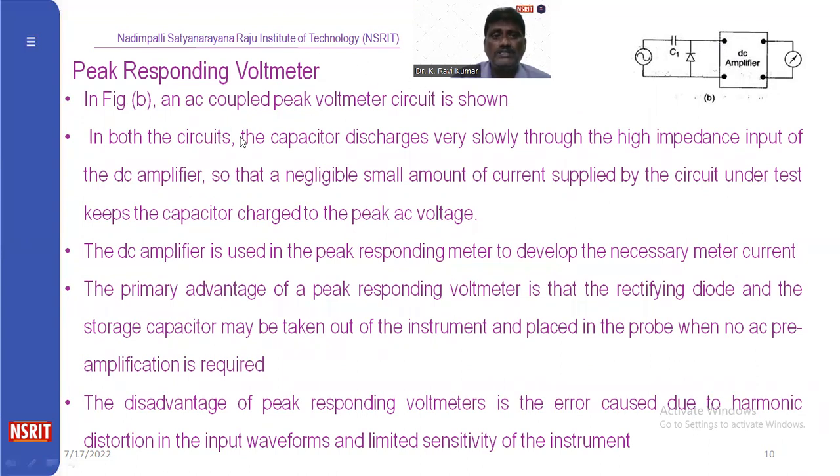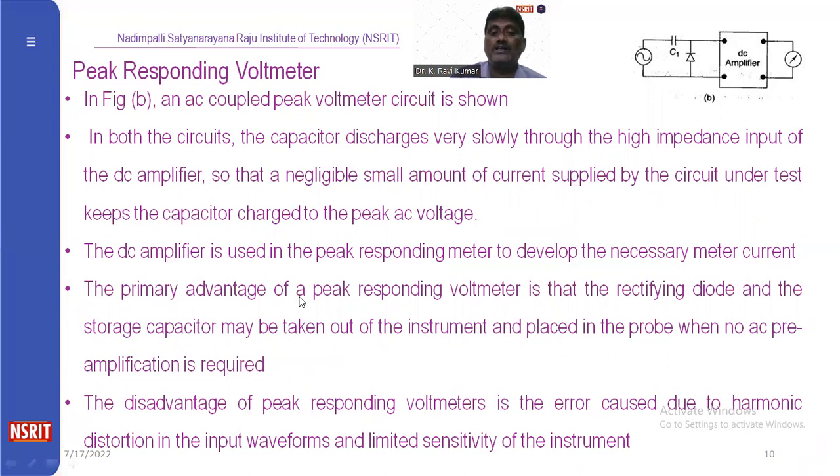In both circuits, the capacitor discharges very slowly through the high impedance input of the DC amplifier. Based on this, it is a high impedance circuit. Why? Because the op amp is a high gain amplifier. That's why it has high input impedance. Based on that high input impedance, it will be discharged slowly, so that the negligible small amount of current supplied by the circuit under test keeps the capacitor charged to the peak AC voltage. The DC amplifier is used in the peak responding meter to develop the necessary meter current.